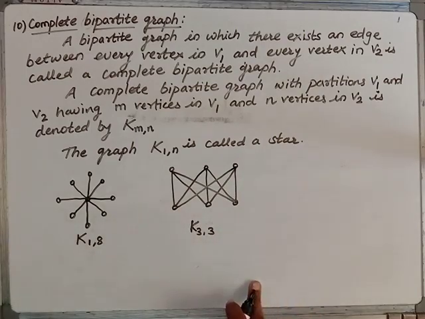So this is about the types of undirected graphs. Now in the next video we will see the types of directed graphs. Thank you.